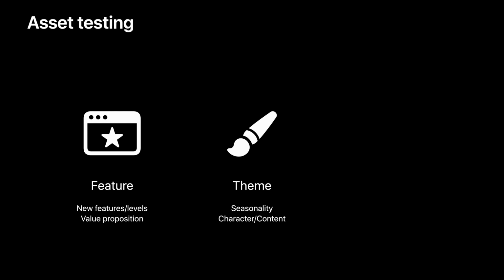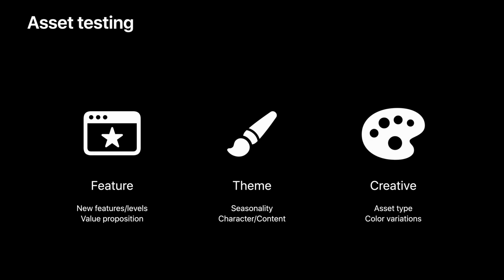You might test by theme. We've heard that many of you want to test seasonal content. Now, you can test to see if updating your icon or assets to reflect seasonality improves your download conversion rate or not. You can also test by character or new content. For example, an entertainment app could test to see if showcasing new content performs better than classic content.